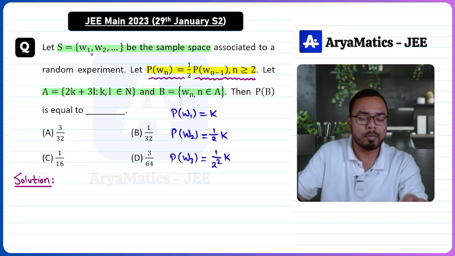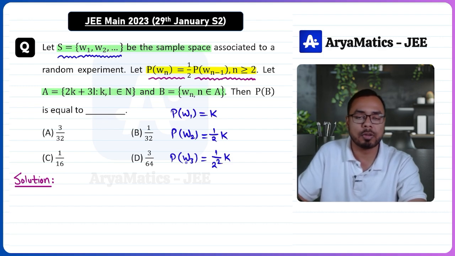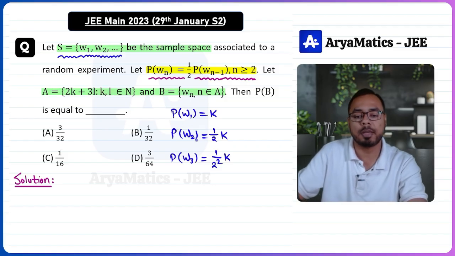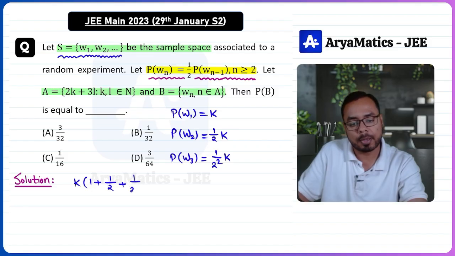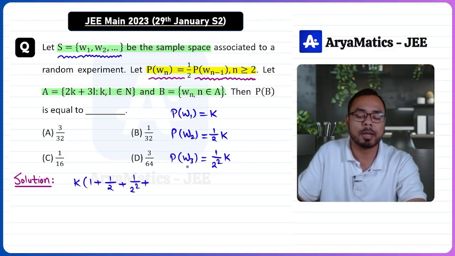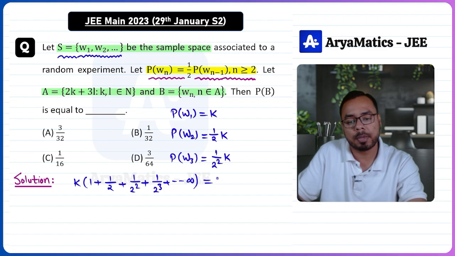Now, omega 1, omega 2, these are events of a sample space, right? So the sum of the probability of all of these events must be 1. Probability of omega 1 plus probability of omega 2 up to infinity must be 1. If I add all of these probabilities and take k common, you will get 1 plus 1 by 2, next term will be 1 by 2 square. Probability of omega 4 will be 1 by 2 cube into k. So 1 by 2 cube up to infinity. This sum must be 1.